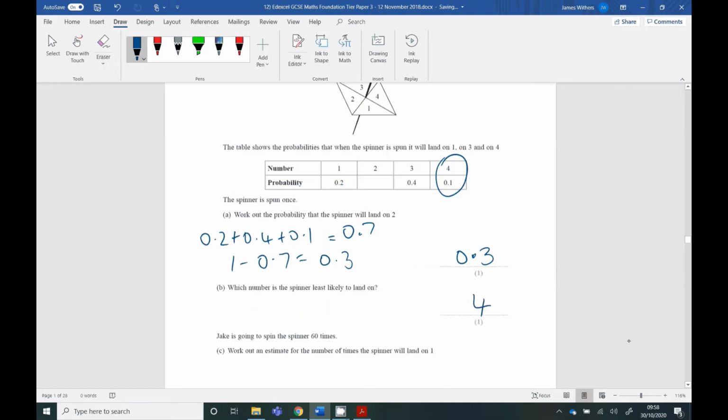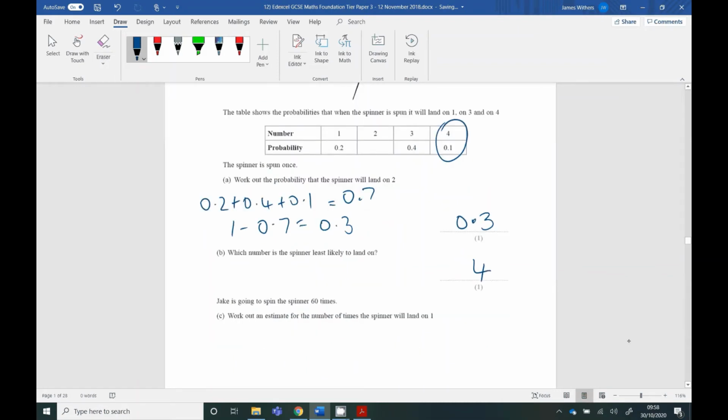And then part C, Jake is going to spin the spinner 60 times. Work out an estimate for the number of times the spinner will land on 1. Well, when you spin it just the one time, the probability of getting a 1 is 0.2. So we take our 0.2, and that's the chance when you spin it one time, but we're spinning it 60 times, so you multiply that 60 by 0.2. 60 times 0.2 gives us 12.